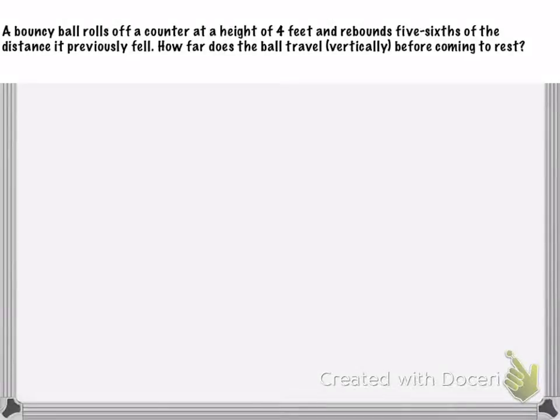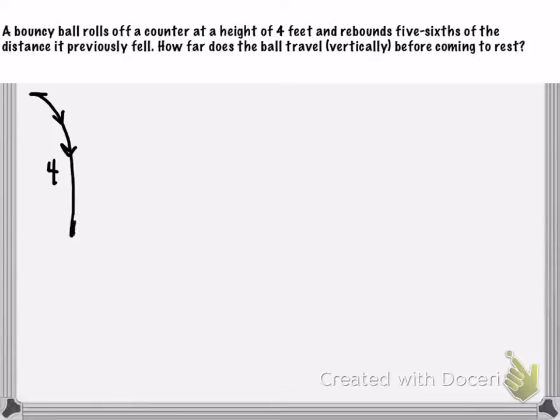A bouncy ball rolls off of a counter at a height of 4 feet and rebounds 5/6 of the distance it previously fell. How far does the ball travel vertically before coming to rest? All right, so we've got this counter. The ball falls off. And so initially here, the ball on its way down, it falls 4 feet.